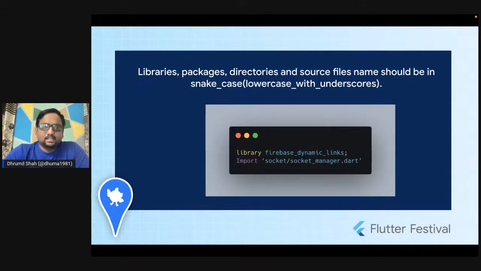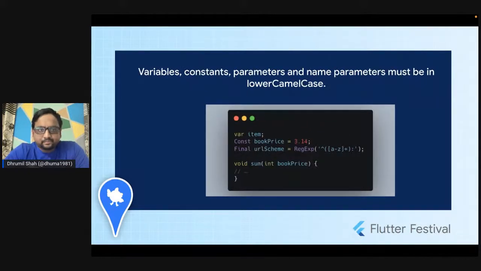Once this is done, then come the libraries, packages, and directories. These are snake case. Snake case means lowercase with underscores. That's how you can define that this is a library, my package, or my directory. If you want to see all these things, just go and check any official Flutter GitHub repository, and those of people who are contributing to the Flutter community on a regular basis.